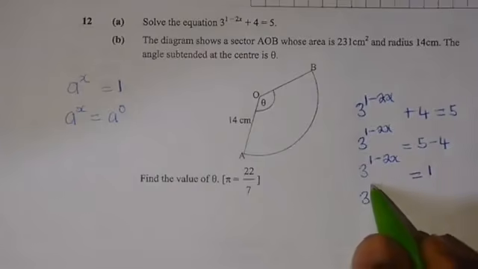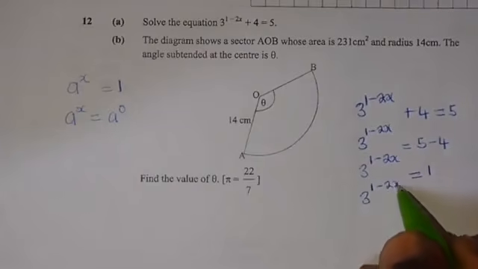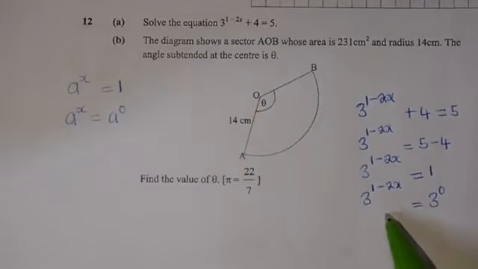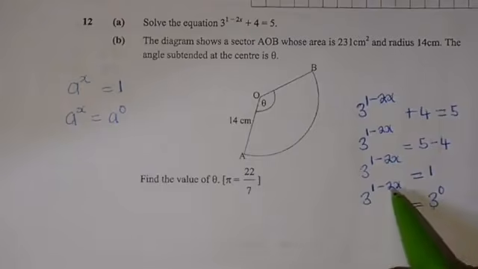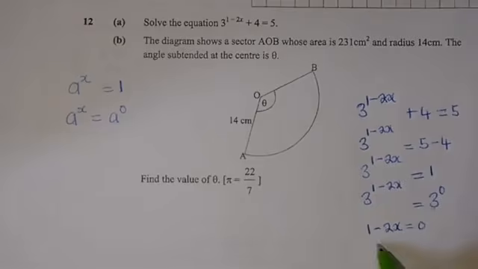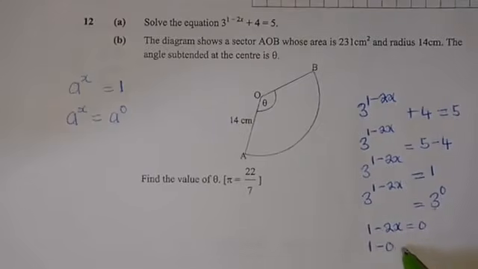So I write 3 to the power of 1 minus 2x equal to 3 to the power 0, so that this base and this base are the same. If the bases are the same, we can equate the powers. So we have 1 minus 2x is equal to 0. We let this negative 2x go this side, the 0 come this side. So 1 minus 0 is equal to 2x.